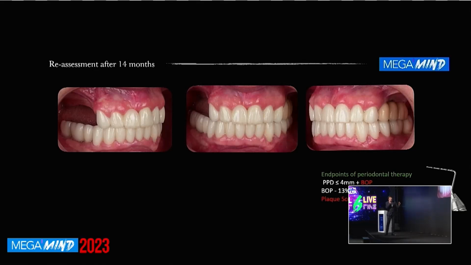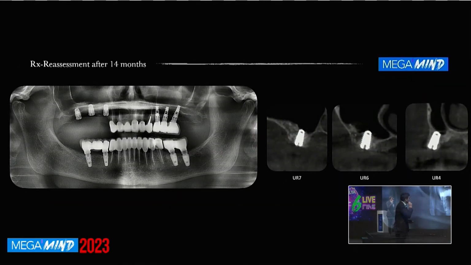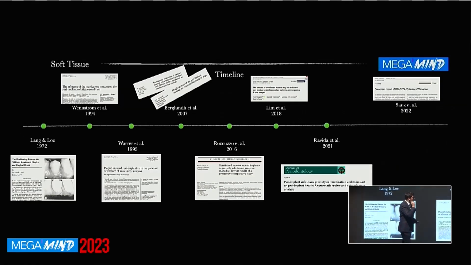And the last reassessment, after 14 months, we can see that we have greatly decreased the level of inflammation, down to 13%, the plaque score down to 31%, and we have just a few sites with a PPD of more than 4 millimeters with bleeding on probing. So here's the panoramic reassessment after 14 months. We can see the cross-sectionals with implants in place and completely covered by bone.